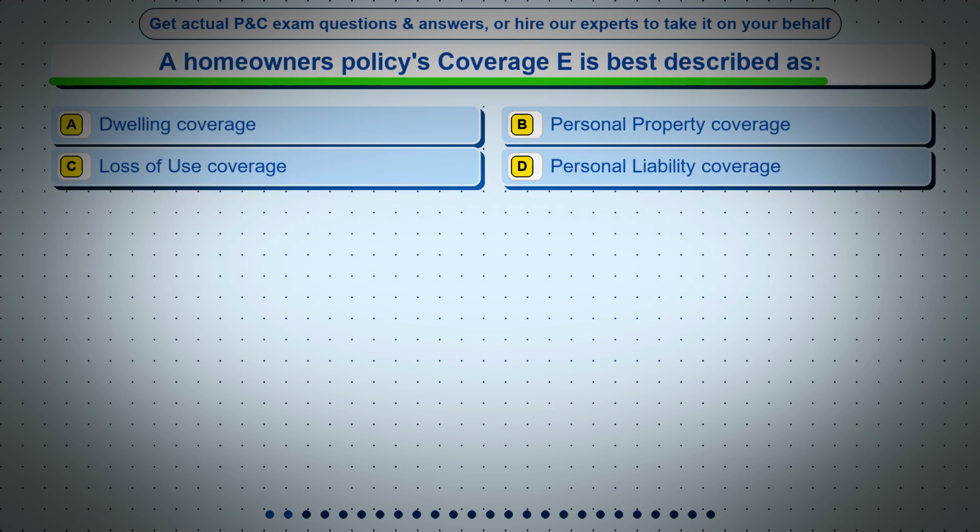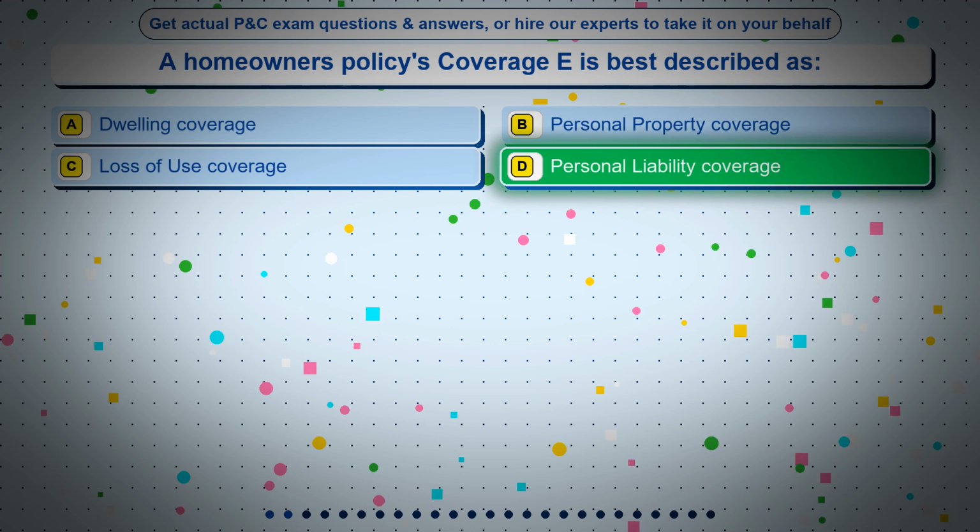Question 2. A homeowner's policy's coverage is best described as: Option A. Dwelling coverage. Option B. Personal property coverage. Option C. Loss of use coverage. Option D. Personal liability coverage. The correct answer is option D.